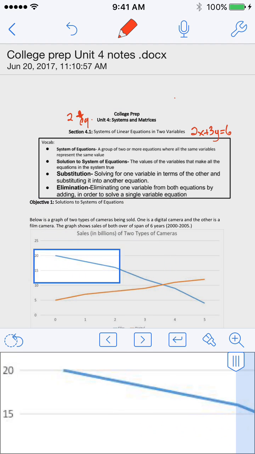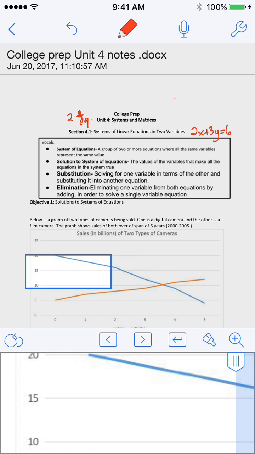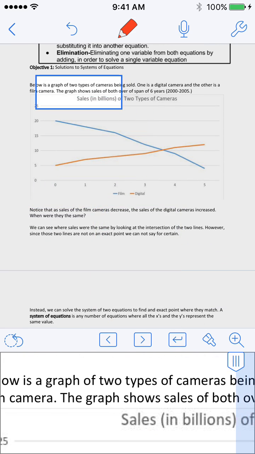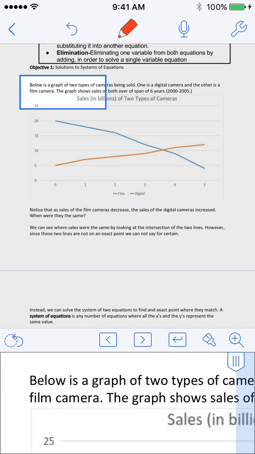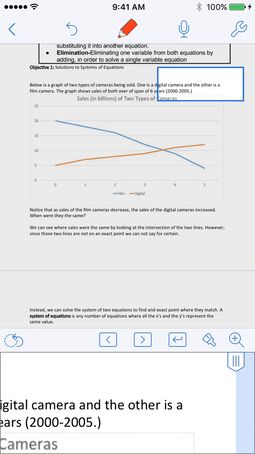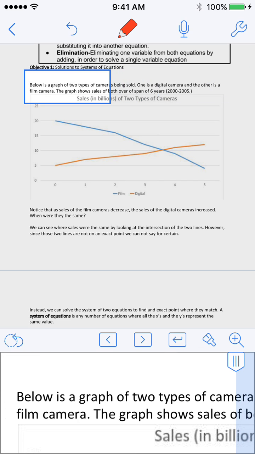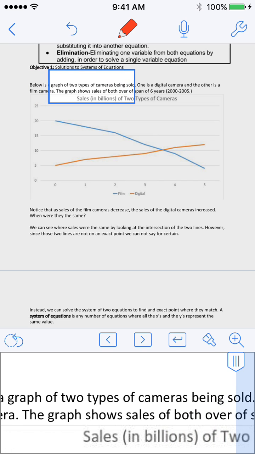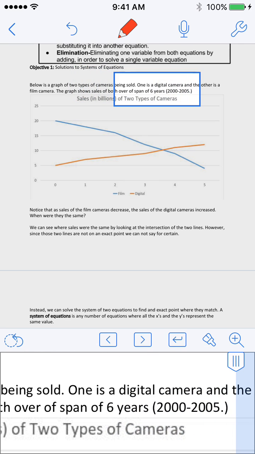Let's take a look at this system of equations here. We can start talking about solutions to these guys. So here we've got the graph of two types of cameras being sold. One is a digital camera, and the other is film. I know there's really no film cameras anymore, but let's just pretend there is, okay? The graph shows the sales for both over a span of 6 years.